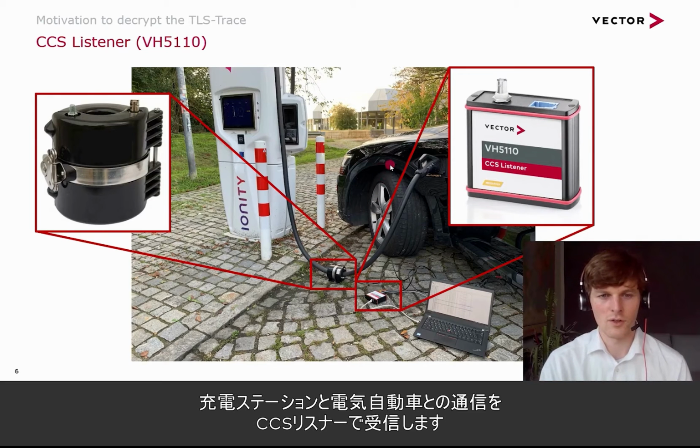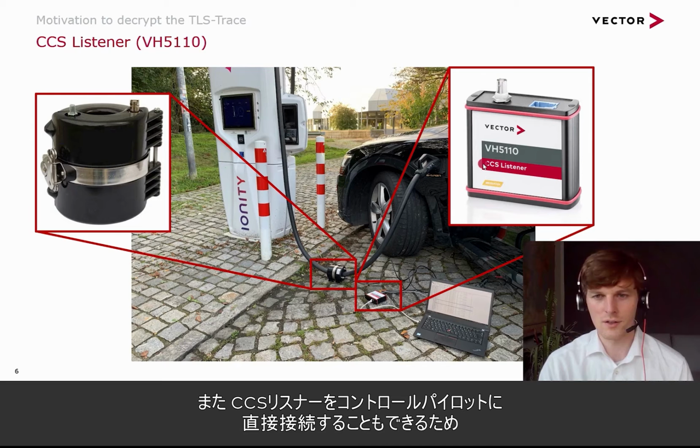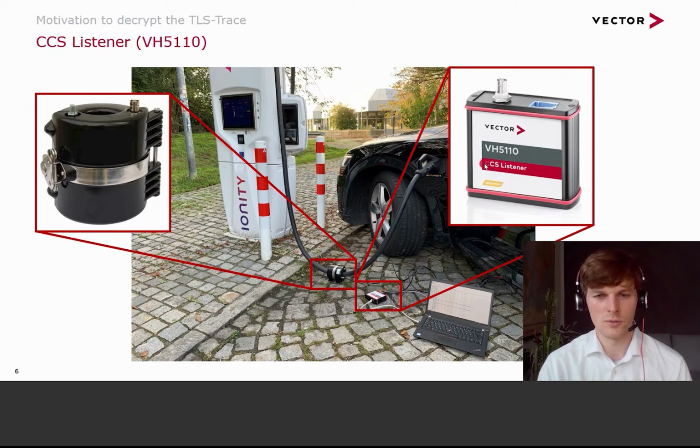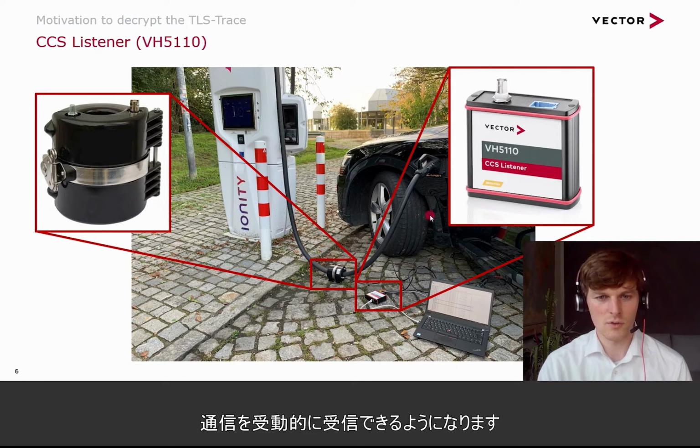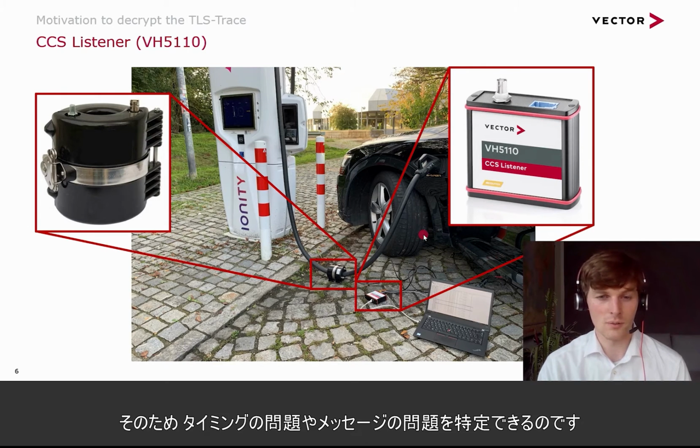Here we have our charging station and our electric vehicle, and we listen to this communication with our CCS listener. The CCS listener is connected to the cable via the inductive coupler. It's also possible to connect the CCS listener directly to the control pilot. This ensures that you can listen to the communication passively, so that's not a man-in-the-middle setup. You do not influence the communication between the charging station and the electric vehicle. That's why you can identify issues in the timings or issues in the messages.